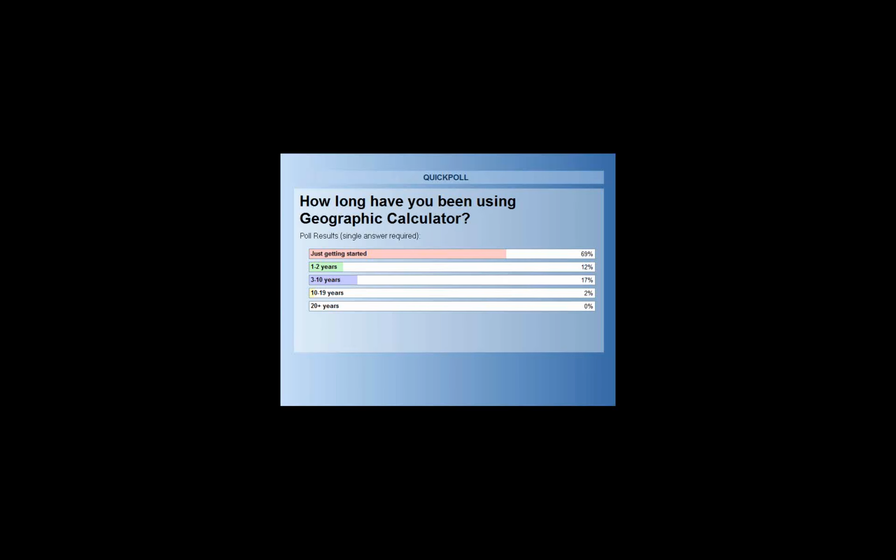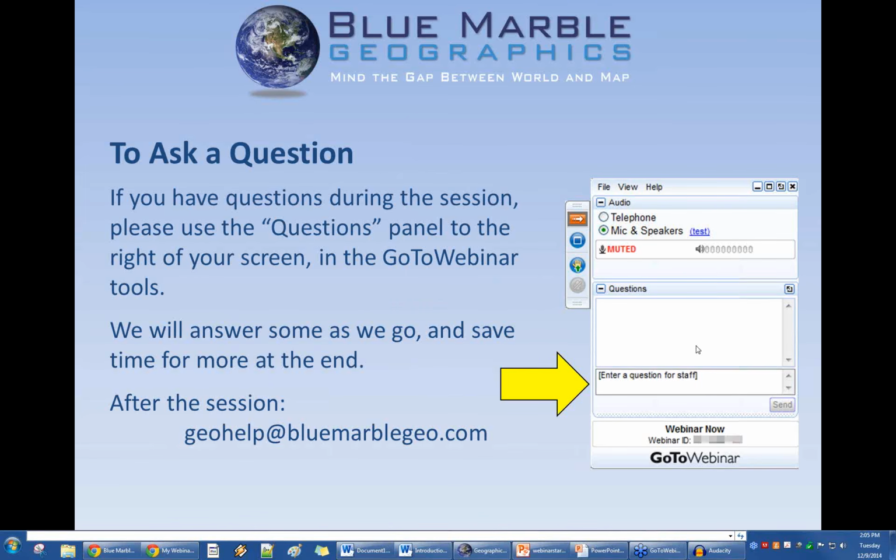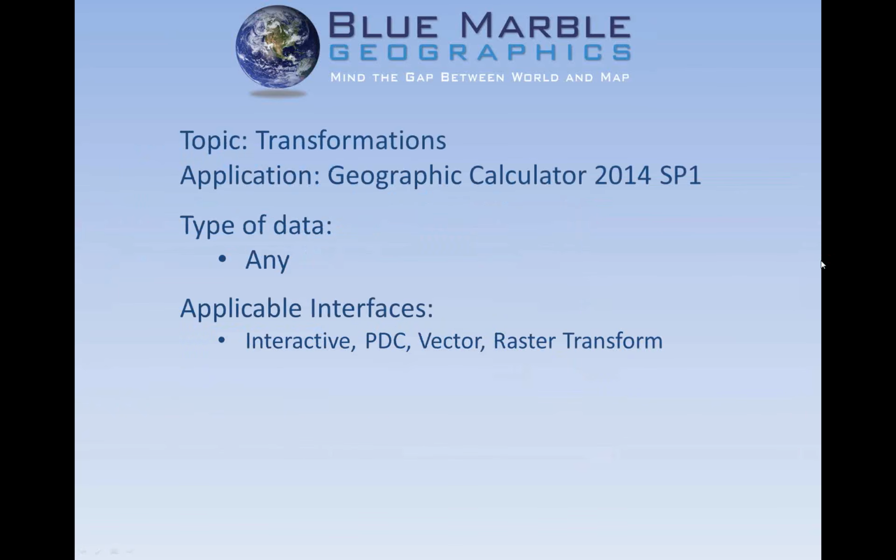So looks like just under 70% of us are just getting started with the application. That's great. Then a few in the 1 to 2 year range, a few more in the 3 to 10 year range. So we have a really good mix of folks with us today. And there are a couple of you in that 10 to 19 year range. So for those of you that are new to the calculator, there is always something you can learn with this software. There's a lot to it, and there's a lot to the topic that we're going to be talking about today. Let's just pull that back off there, and let's get on to our next slide here.